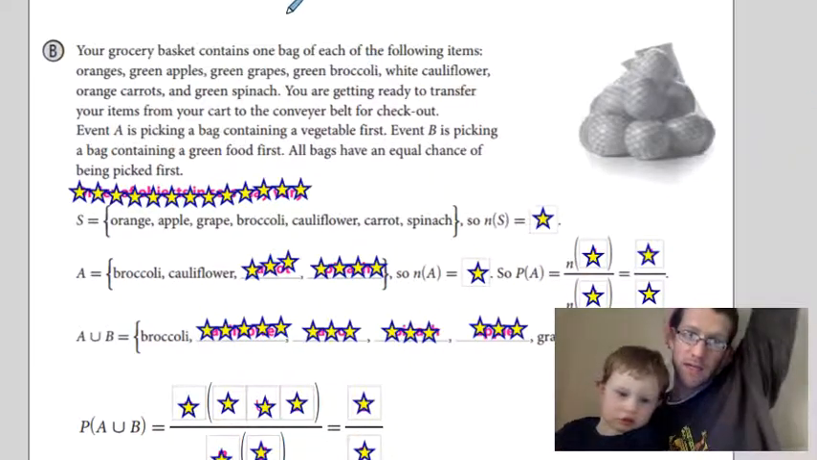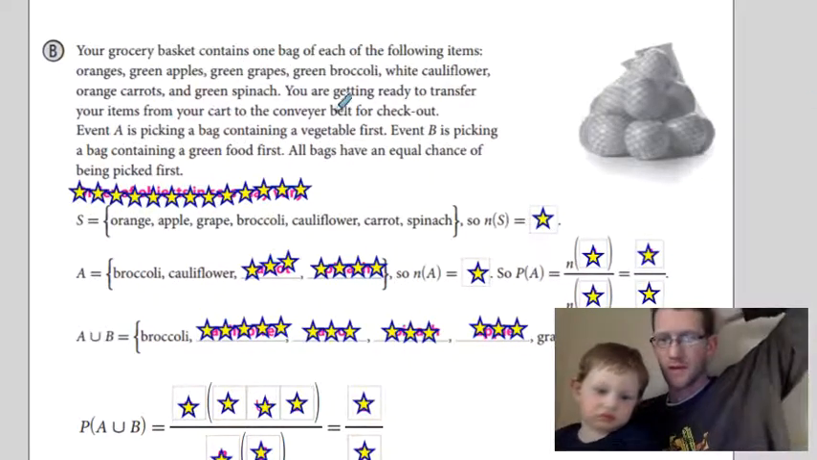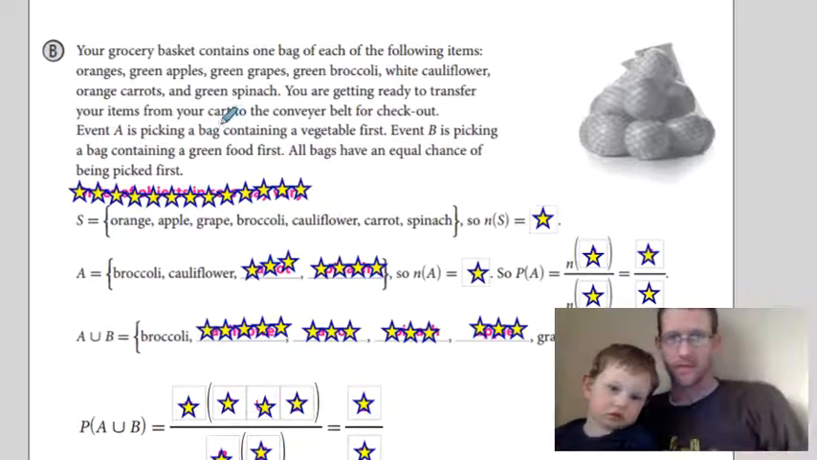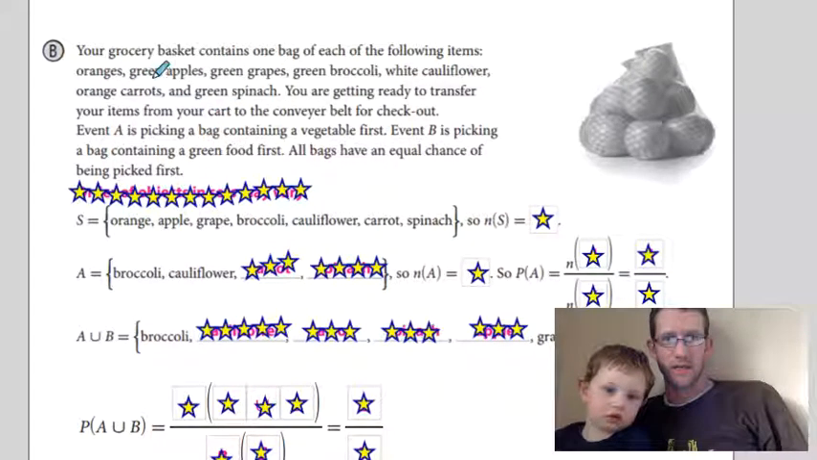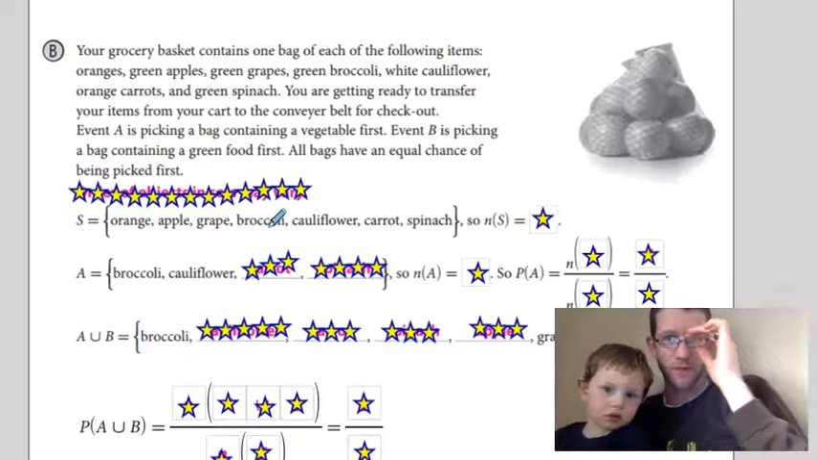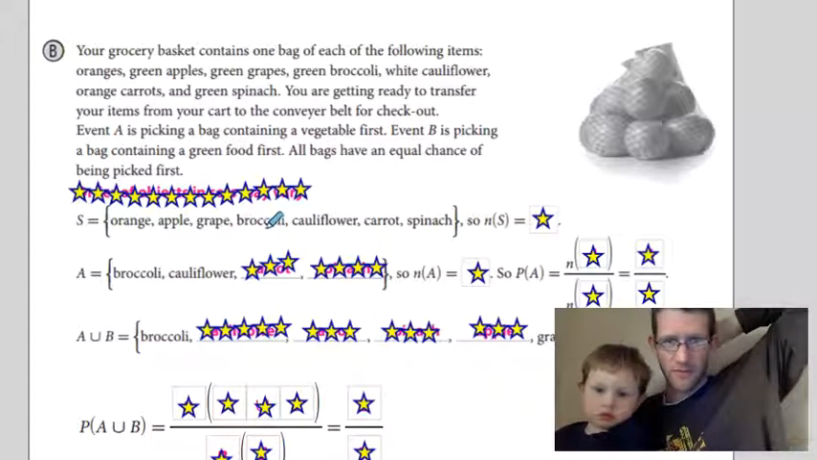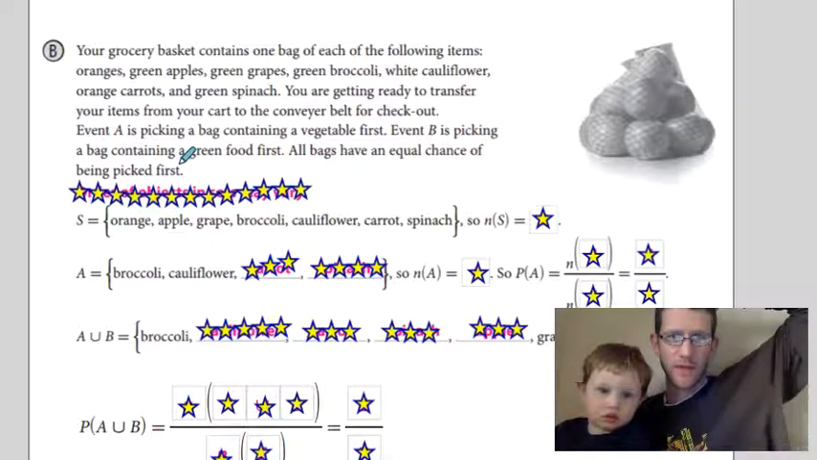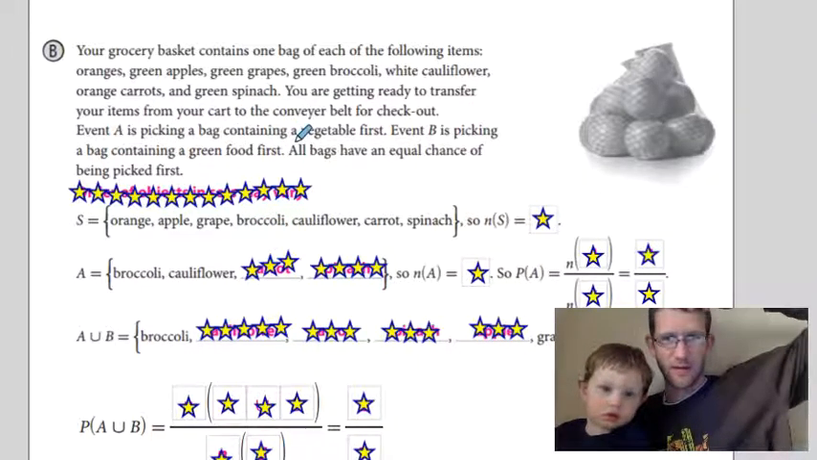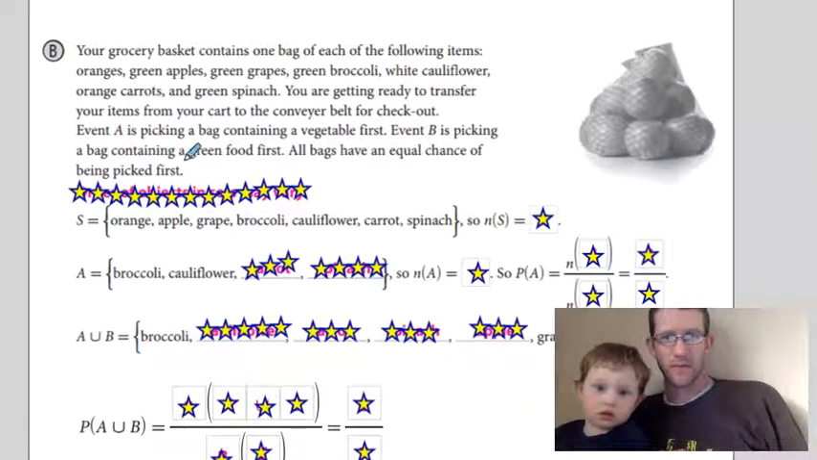Your grocery basket contains 1 bag of each of the following items. So these aren't numbers; these are just things, and the elements in here are vegetables, oranges, green apples, green grapes, green broccoli, white cauliflower, orange carrots, and green spinach. You're getting ready to transfer your items from your cart to the conveyor belt for checkout. Event A is picking a bag containing a vegetable first. Event B is picking a bag containing a green food first. All bags have an equal chance of being picked first.